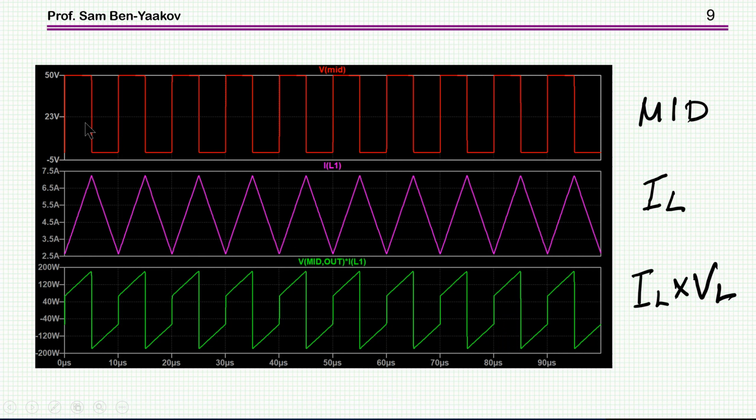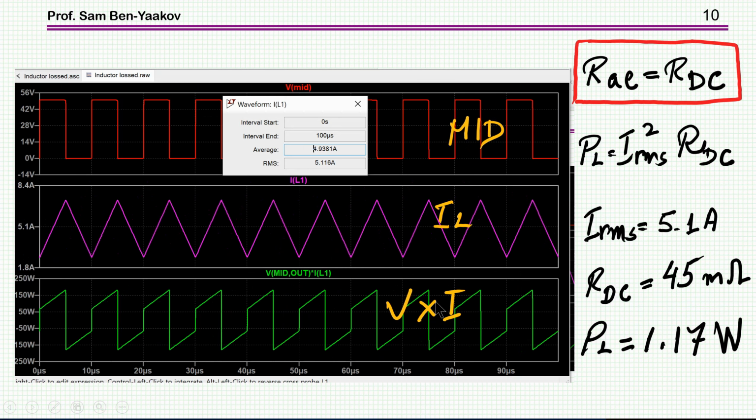This is the midpoint, the voltage at the switching node. We have the inductor current, and this is the product that we got from the simulator of the inductor current times the voltage across the inductor. So this is the product here. Now the average of this is the power dissipated. So let's go step by step. First of all, let's have a look at the current. I see that the average current is 4.9 and the total RMS of this waveform is 5.1. So the contribution of the ripple is not very large here.